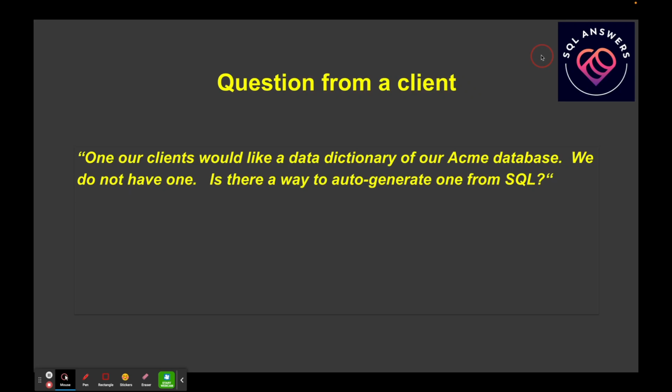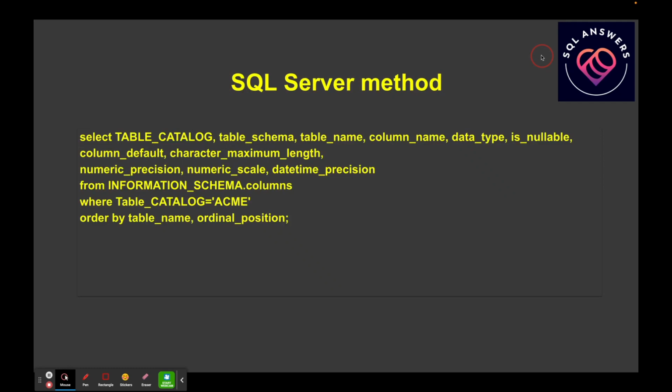So they didn't want anything fancy. They just wanted to get a table, column, and data type listing so that they could hand that to their client. And maybe their client was going to do some sort of analysis on a database or start generating their own queries. So they needed that listing. So first we'll go over the SQL Server method.